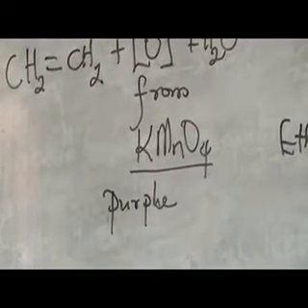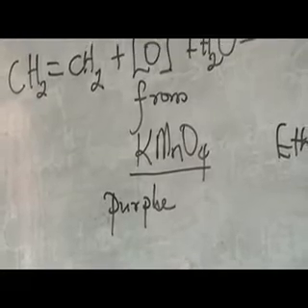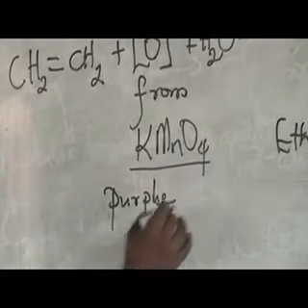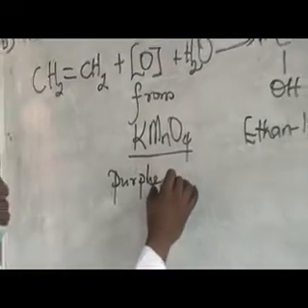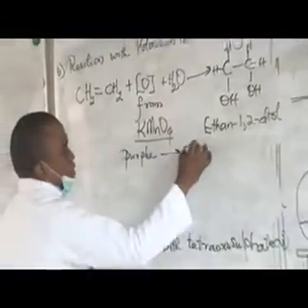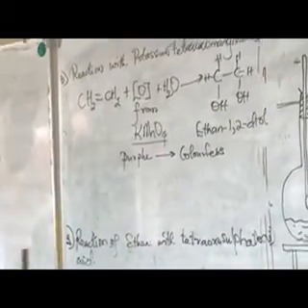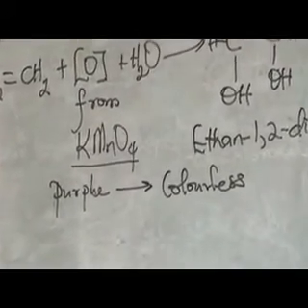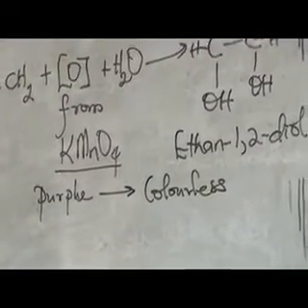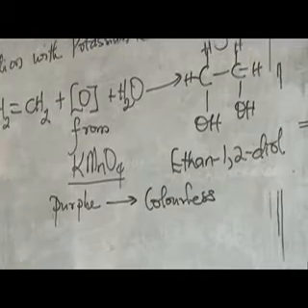After this reaction, it will be decolorized. From purple, it will give you what? A colorless salt. Now there's one more chemical property that we are going to look at quickly for ethene.